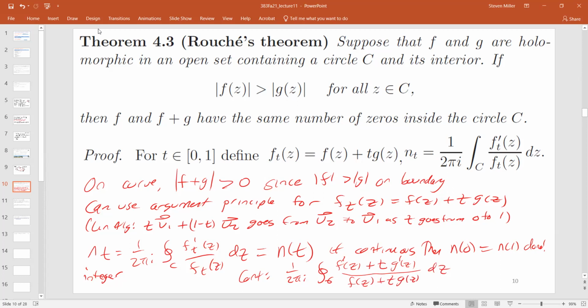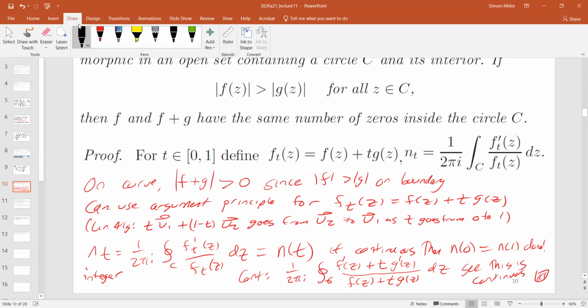And so by just doing a little bit of analysis, it's a good exercise to go through and do this rigorously. This is going to be a continuous function in t. If I change t by just a little bit, because the integrand is continuous, I change the value by a little bit. So we see this is continuous. And so this finishes the proof of the argument principle.